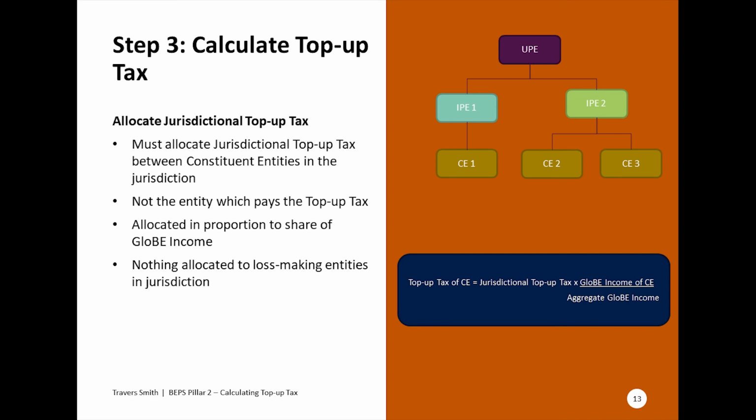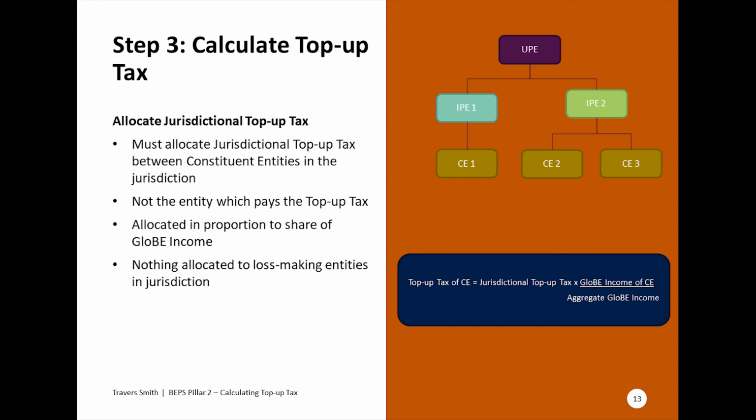So because of that, you need to split the top-up tax between the constituent entities in the jurisdiction in question. Now, although you're allocating it to an entity, and here we'd be allocating it to the constituent entities at the bottom, these are not necessarily the entities that pay the top-up tax. You'd look instead to the charging mechanisms under the income inclusion rule and the undertaxed payments rule to see which entity is actually going to pay it, and we'll be covering those in a future session.